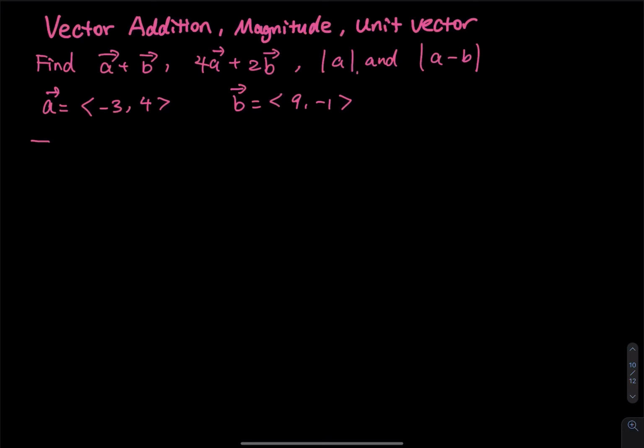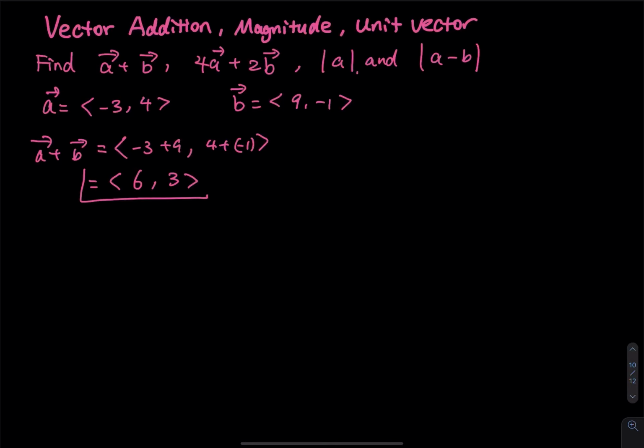So first of all, we have vector A plus vector B. All you have to do is add the corresponding components. So that is -3 plus 9, comma, 4 plus -1. And then 9 minus 3 is equal to 6, and 4 minus 1 is equal to 3. Then you put them inside an angle bracket, so that is the answer to the plus.